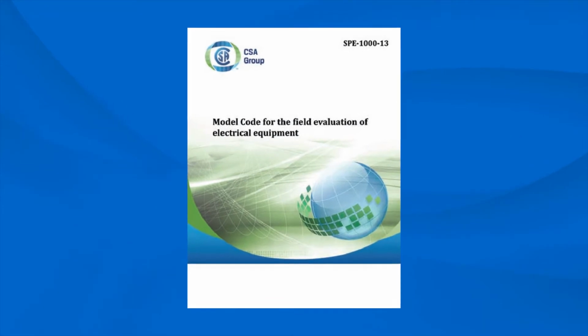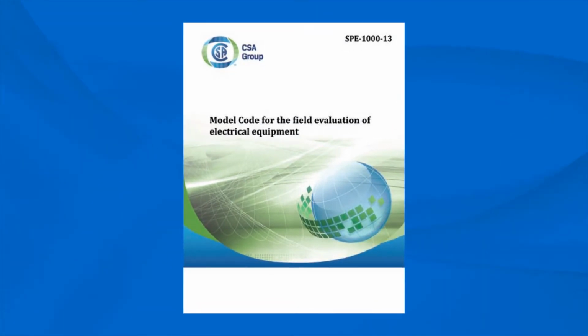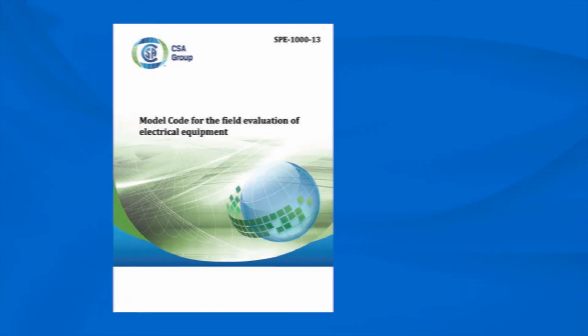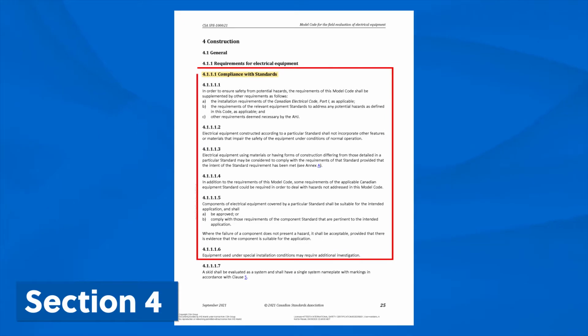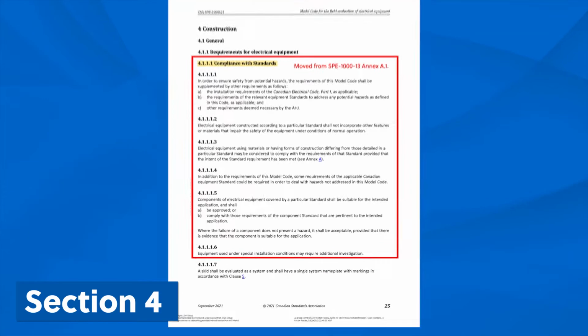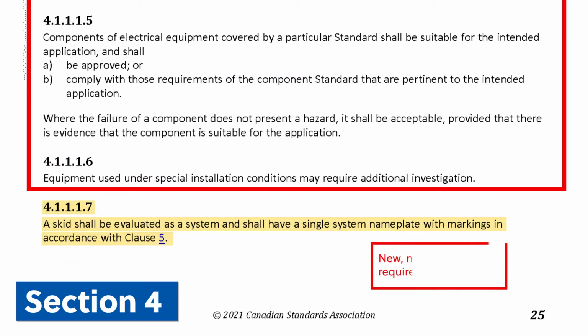In the 2013 version of SPE-1000, there were a number of normative sections that were in the annexes. Those normative sections were moved into the body of Section 4. This compliance with standards section was moved from the old Annex A1. There's a sentence here that was added. There was no previous skid requirement in the old annexes.